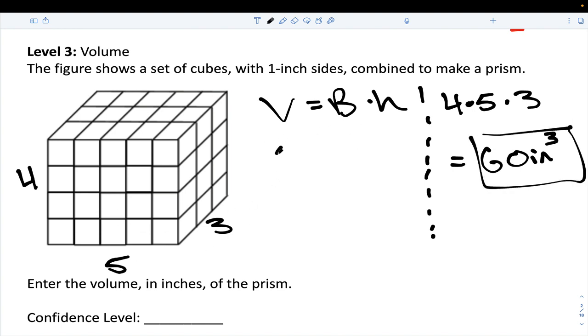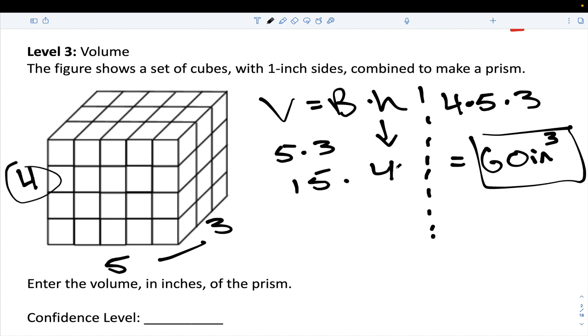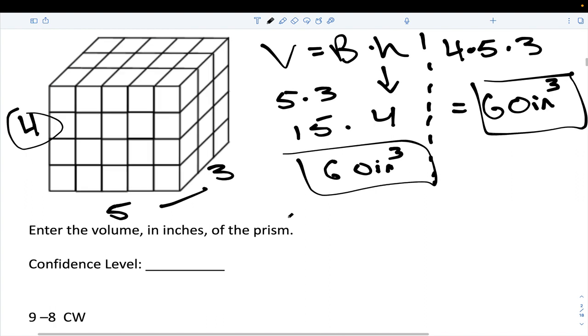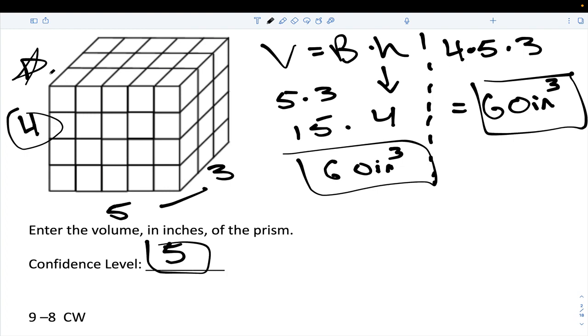You could have found the area of this base. It would be 5 times 3. 15 is that area. Then you just take the height, which is 4. Is 15 times 4 still 60? Yeah. Rate yourself 1, 2, 3, 4, or 5. You will have a few different volume ones on level 3, but most of the volume on the test looks exactly like that.